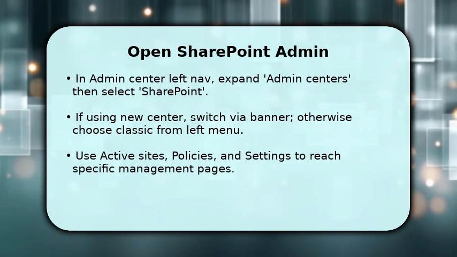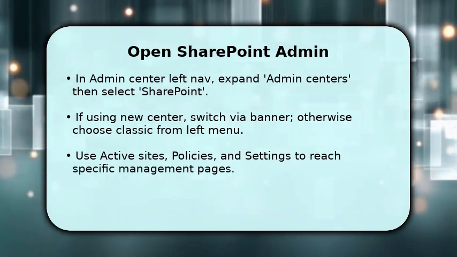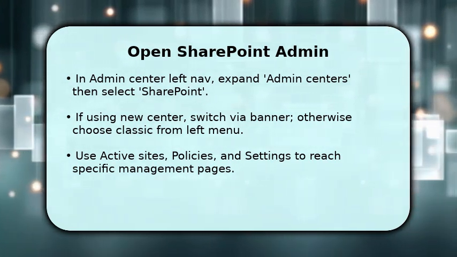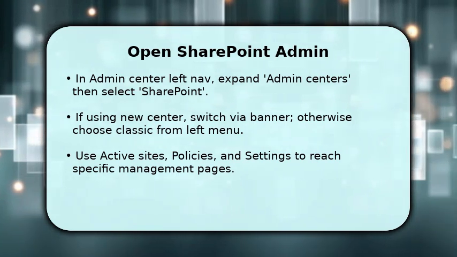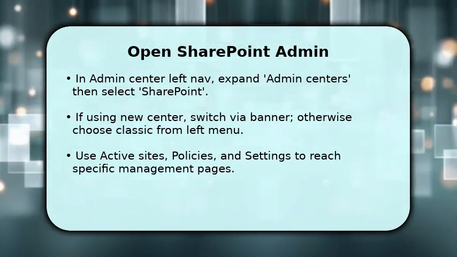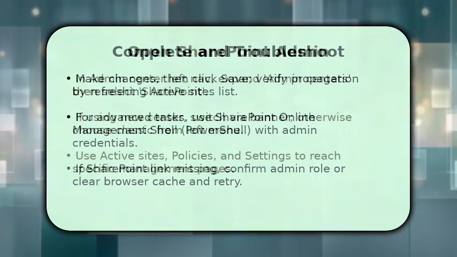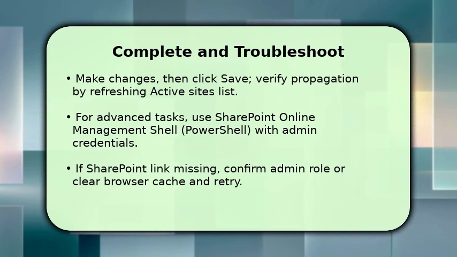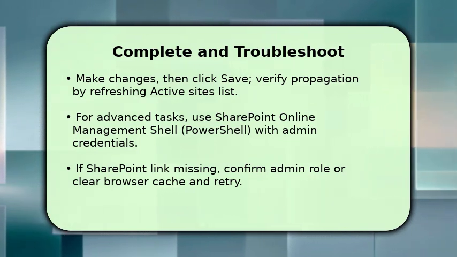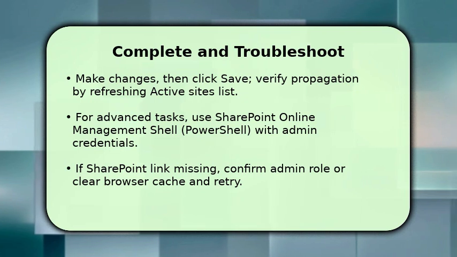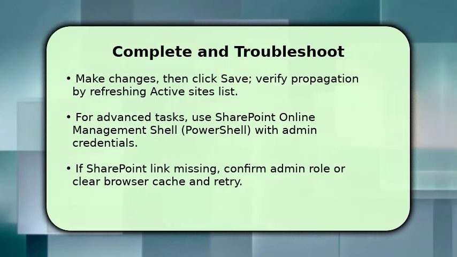Then navigate to Active Sites to manage site collections, policies for sharing and external access, and settings to configure tenant-level defaults. These screens let you drill down into site details and governance quickly. After making configuration changes, always click Save and then verify that your edits propagate by refreshing the active sites list and checking a sample site.